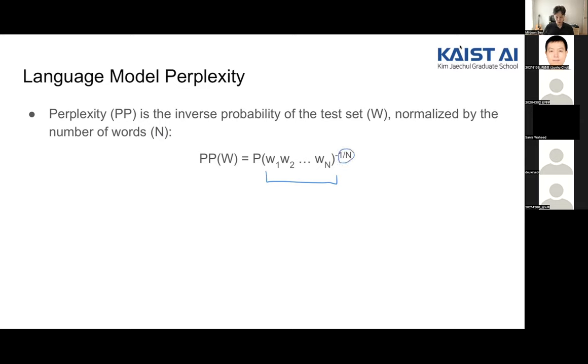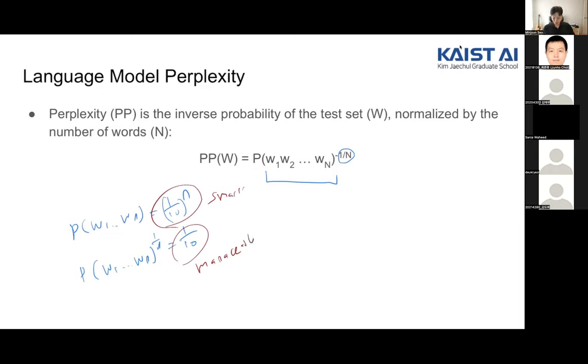And what happens if you do this? Suppose that this is a multiplication of very small probabilities, something like one over 10 to the power of n. It's just saying that each word has a probability of 1/10, and then you exponentiate it by n. Then if you do this, it will be simply 1/10. The number here is very small, but this is manageable. So that's what this normalization does, by taking the nth root.